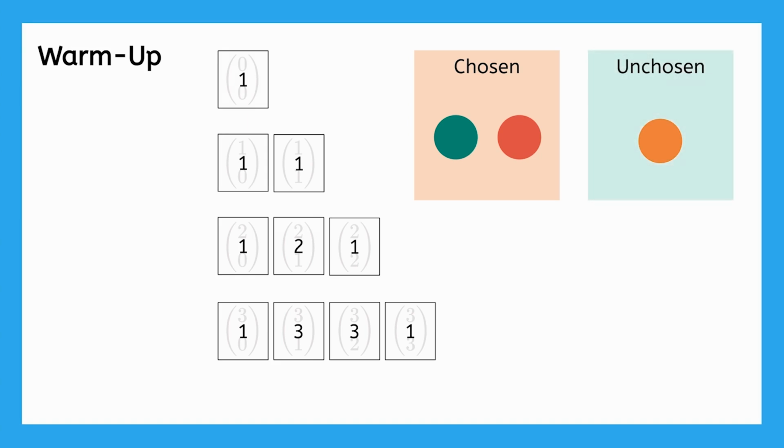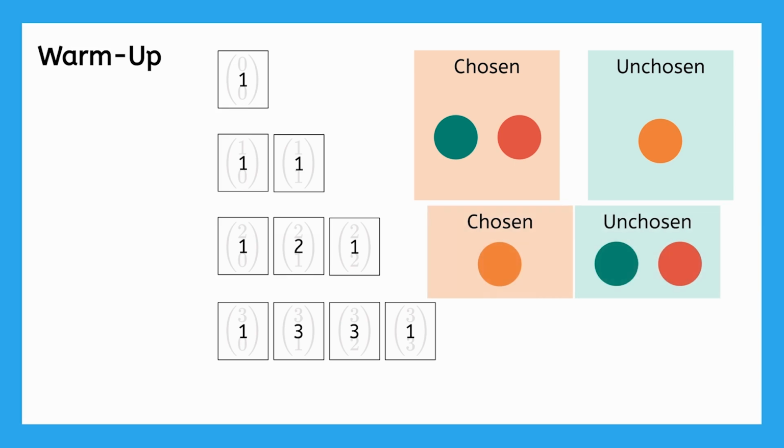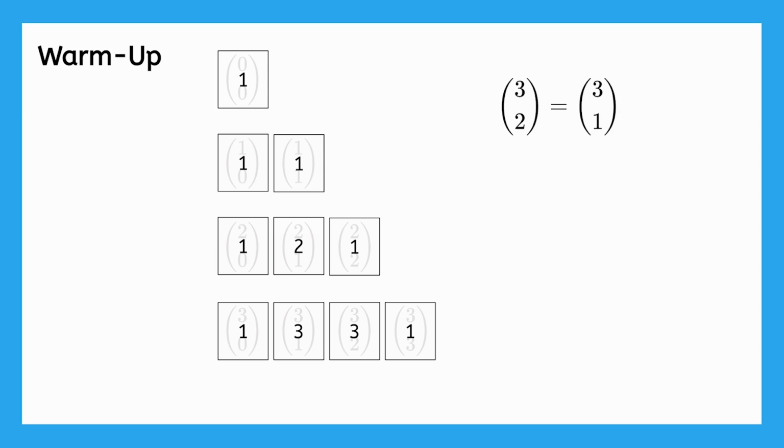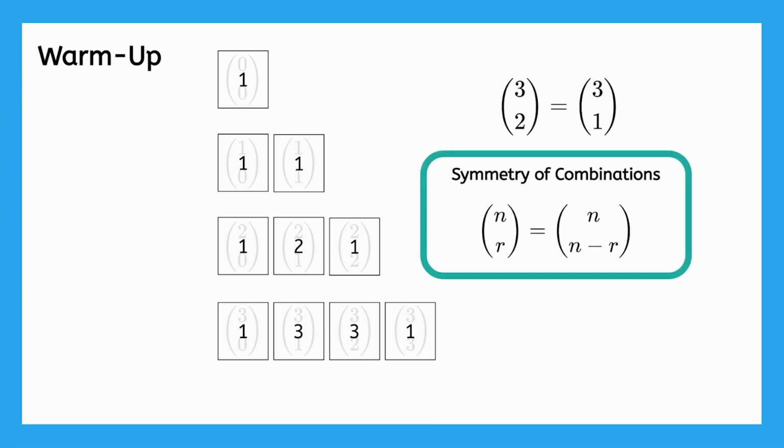Because of this, choosing 2 and leaving 1 unchosen will create the same separated groups as if we chose 1 option and left 2 options unchosen. In other words, 3 choose 2 and 3 choose 1 are just 2 names for the same calculation. They'll both have the same number of chosen and unchosen groups. This connection between chosen and unchosen combinations is commonly known as the symmetry of combinations, where any combination calculation is the same as if you were choosing the unchosen amount instead.